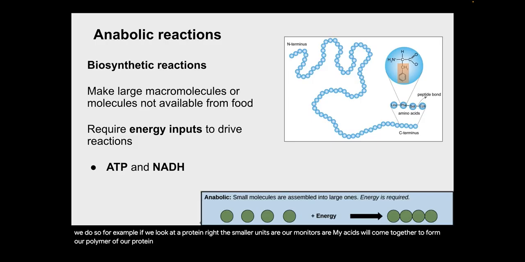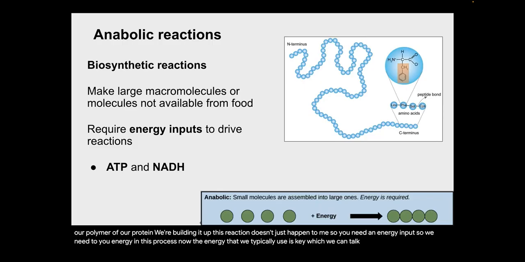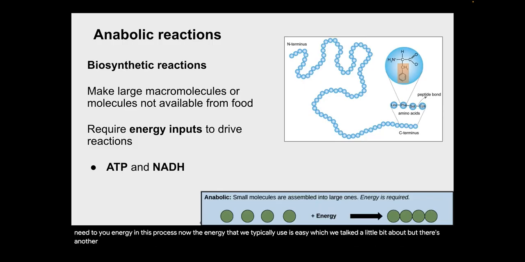Because we're building it up, this reaction doesn't just happen spontaneously. We need an energy input, so we need to use energy in this process. Now, the energy that we typically use is ATP, which we've talked a little bit about, but there's another molecule that we will talk about today called NADH, which is also an energy carrier molecule. All right, so anabolic reactions, big picture. Needs energy, we are building larger molecules.